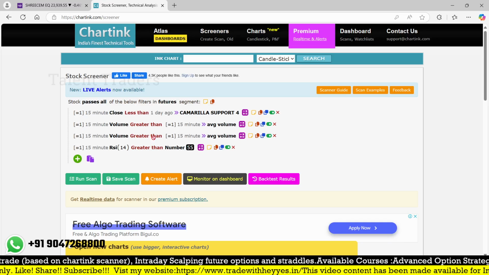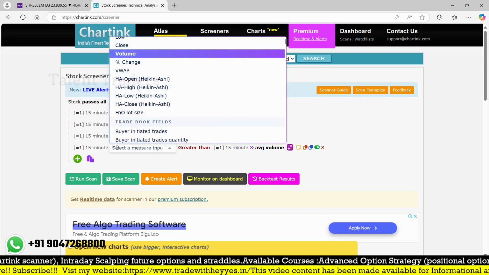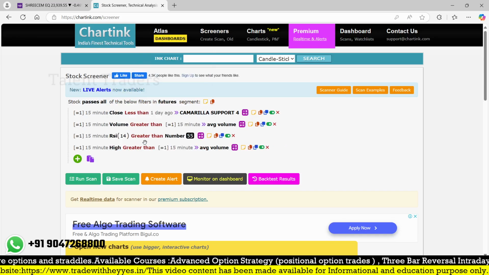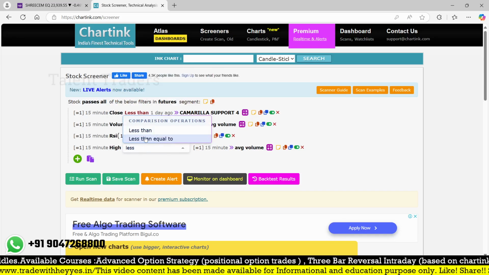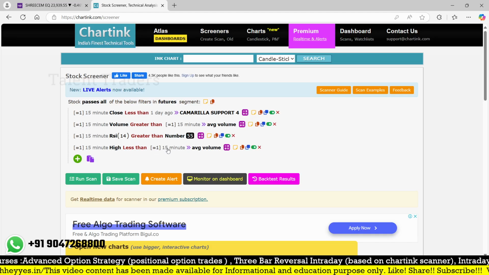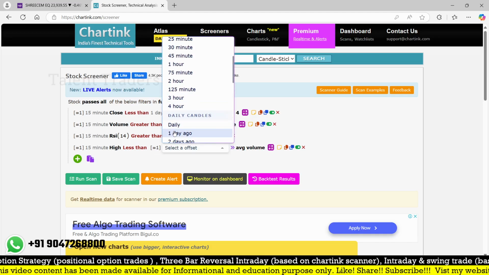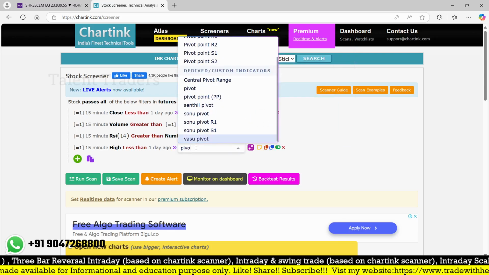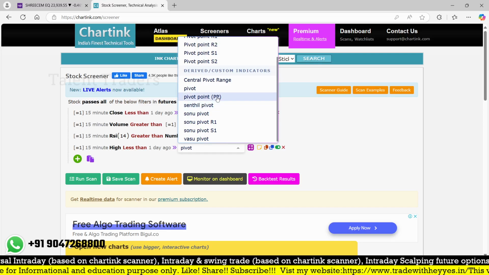So this one we can copy, and here that high must be less than. Okay, so we are looking for it less than the pivot level. So it is about the scanner. We use one day ago pivot point. For the pivot point, we have also created a customized indicator, so we are going to use it.